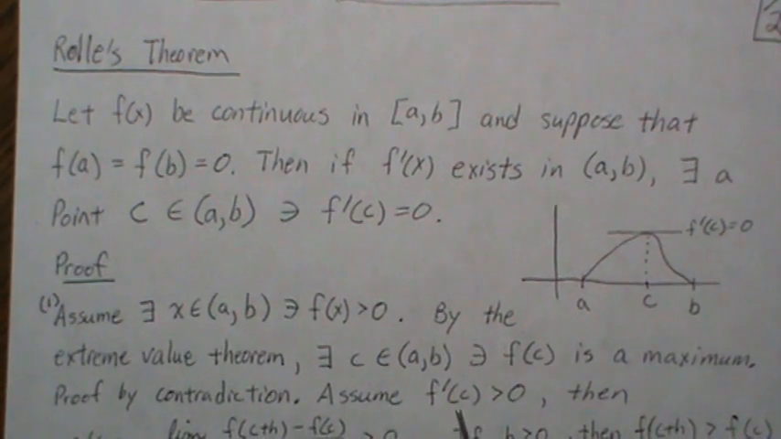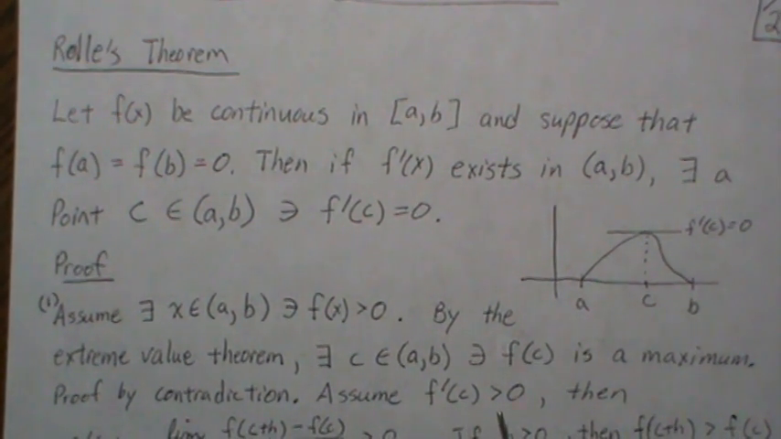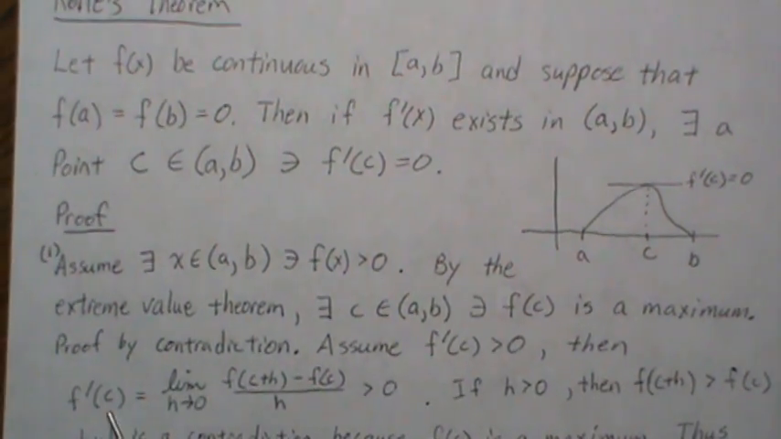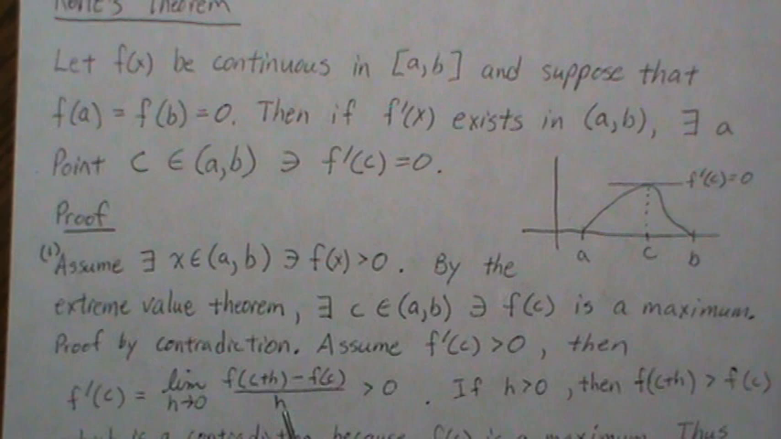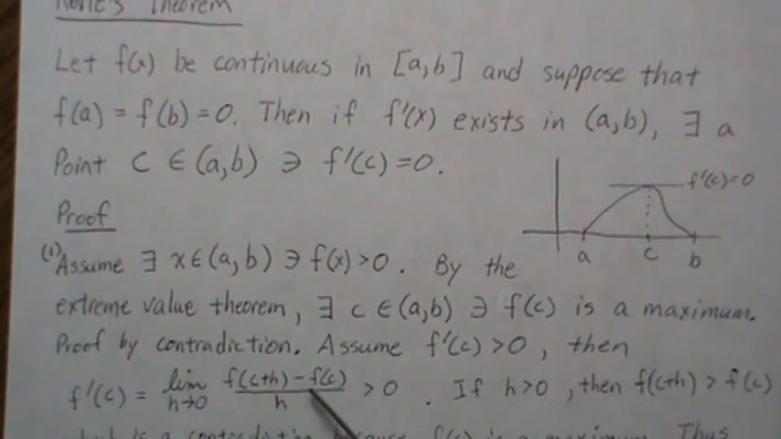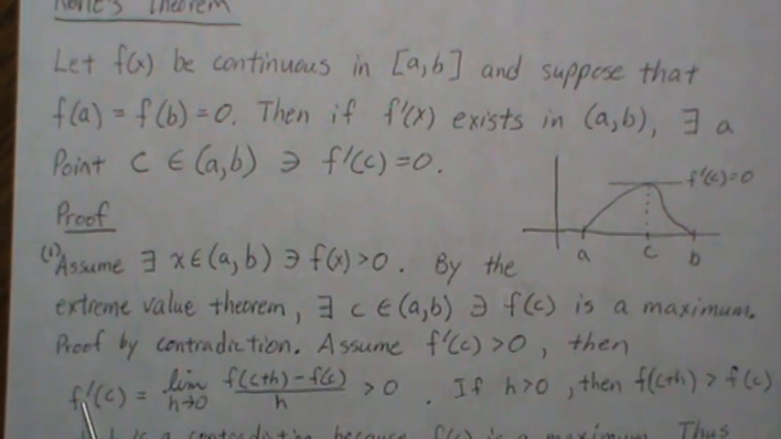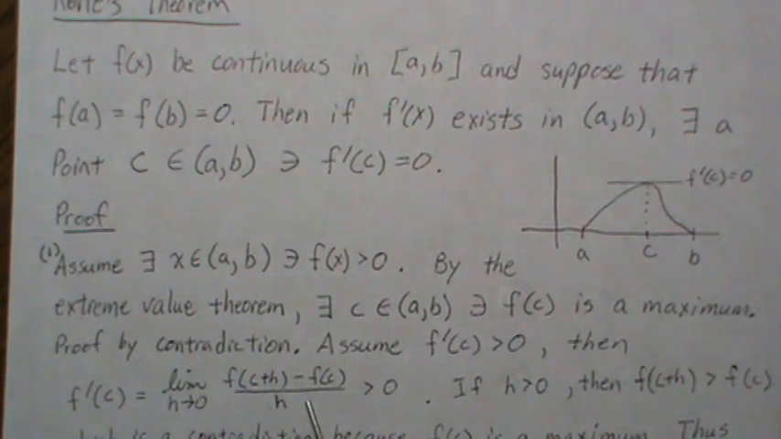So first let's assume that the derivative at C is greater than 0. Our goal is to prove it's 0. Then the derivative of f at C is defined by this, and we let h go to 0. Now remember, h going to 0 means it goes to 0 from the positive numbers, or it goes to 0 from the negative numbers. So both have to be true for this to be true. But if we assume that h is positive, meaning it's going to 0 from the right, then h is positive, so we can multiply it over.